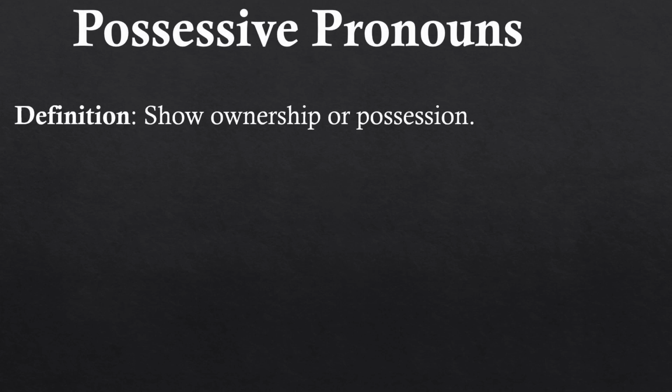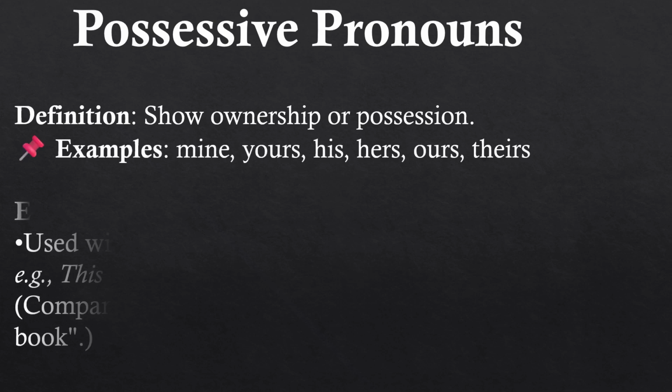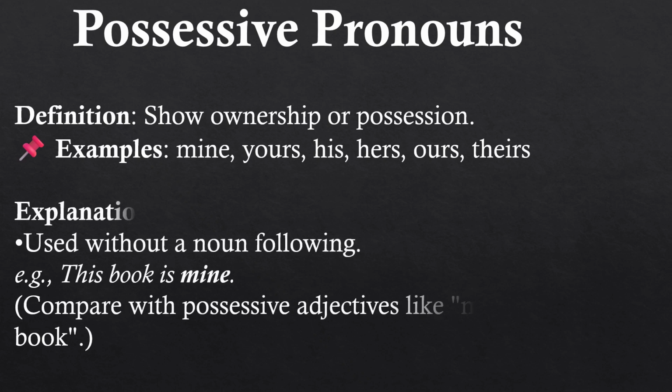Now let us see the second one, possessive pronoun. Possessive pronoun shows ownership. Mine, yours, his, hers, ours, theirs. These are the possessive pronouns which show the ownership. For example, that book is mine, that house is mine, that car is ours.